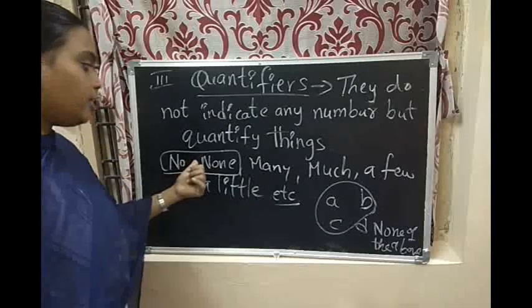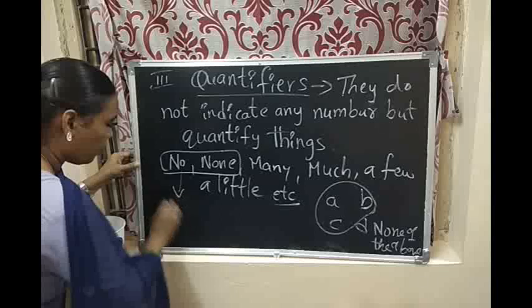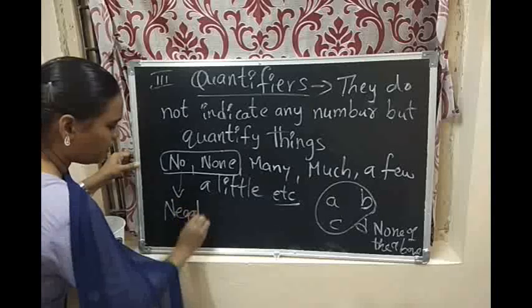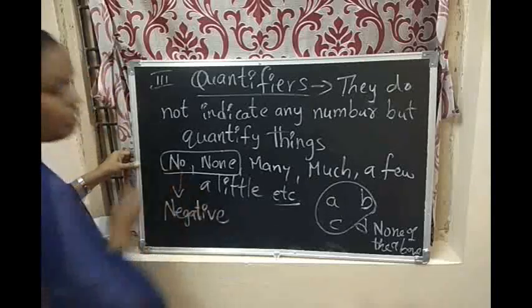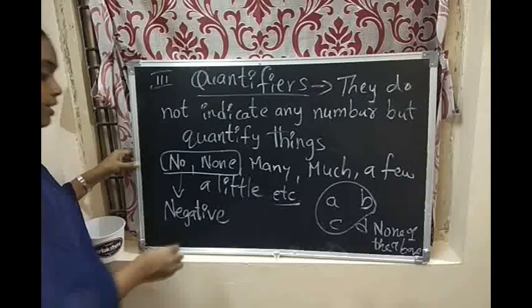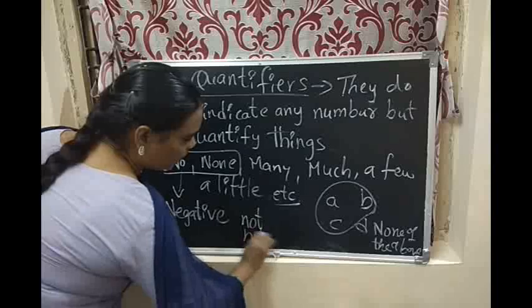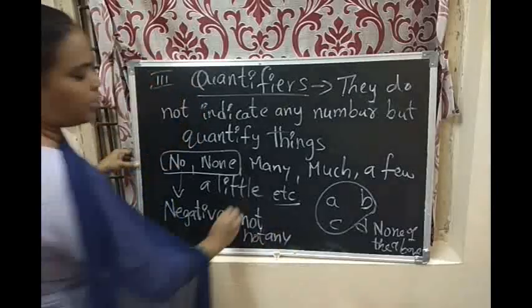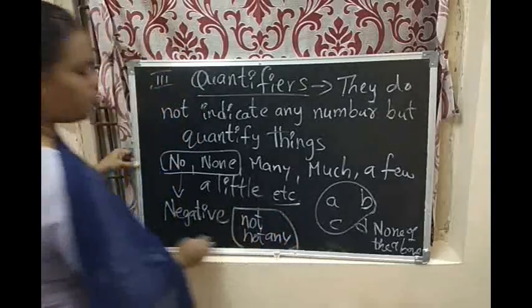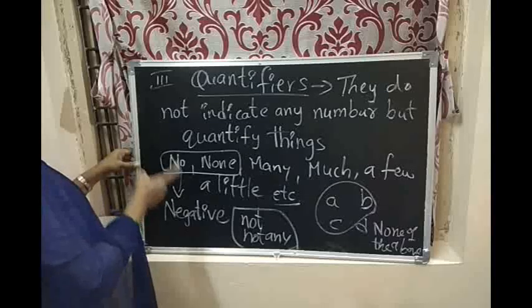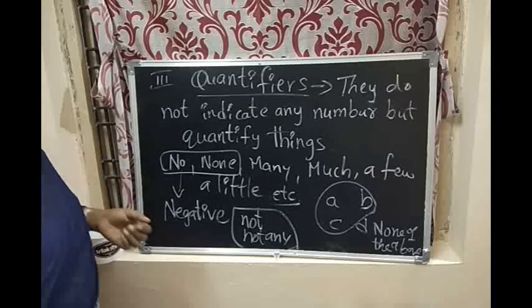Examples. So negative sense. Where do we have to use this? In the negative sense we use no and none. No, none in negative sense means not and not any. So in the negative sense we are using no and none. Is it clear? Yes.